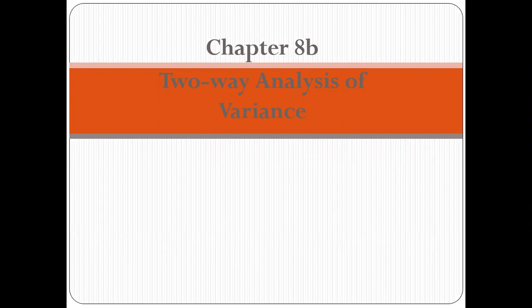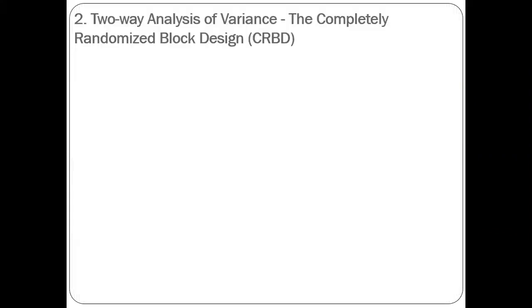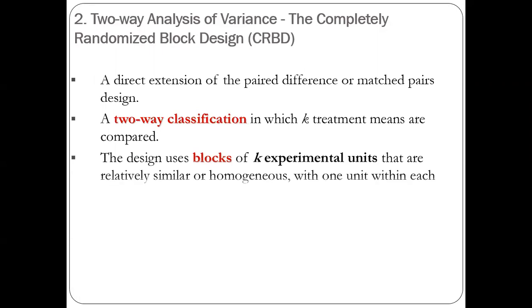Assalamualaikum and hi guys. So today we are going to continue for chapter 8b, that is the two-way analysis of variance. In our previous lesson we discussed one-way ANOVA by using a completely randomized design or CRD. In this chapter, we are going to discuss two-way analysis of variance, that is two-way ANOVA, by using the completely randomized block design or CRBD.